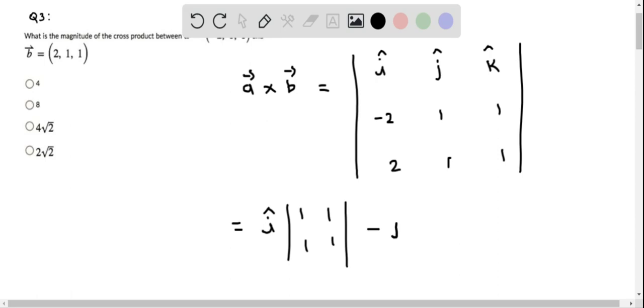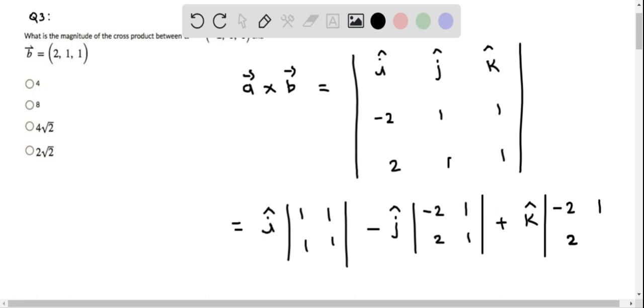Then we put negative j vector and then multiply this with the 2 by 2 determinant obtained by leaving the elements in the row and the column represented by j vector. So we will have negative 2, 1, and 2, 1. And similarly for the k component of the k vector, we leave out the row and the column represented by k vector. And so we will get this 2 by 2 determinant negative 2, 1, and 2, 1.